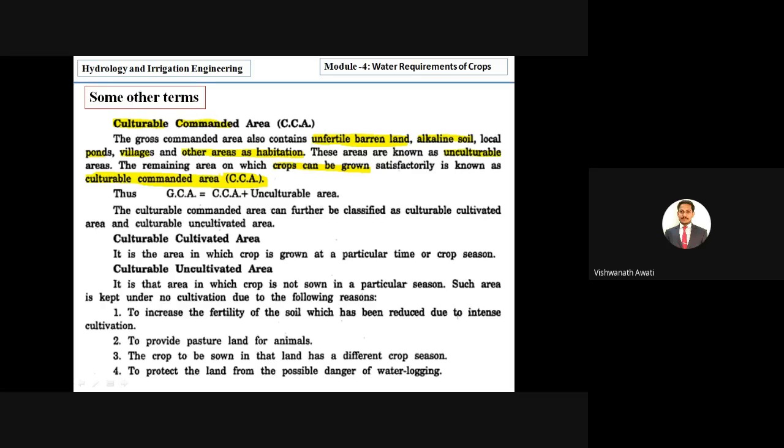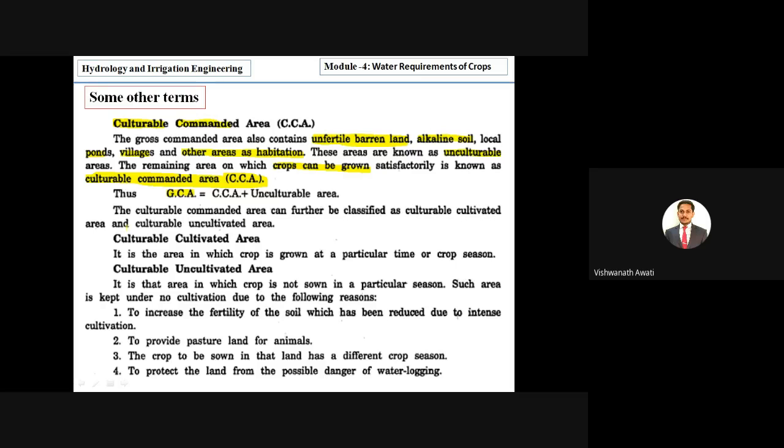Water resource, and the main important thing for agriculture is the culturable command area. That is the equation they have given. Gross command area is equal to culturable command area plus unculturable area, right? Then again, the culturable command area can be further classified as culturable cultivated area.